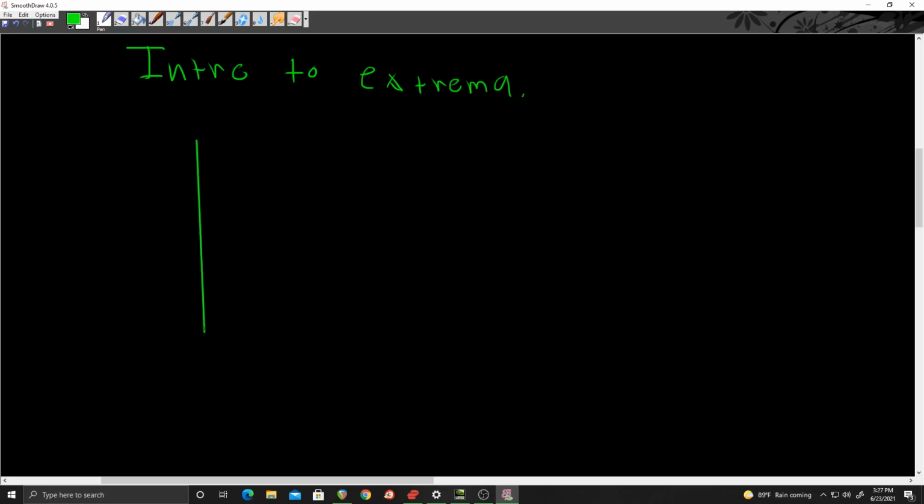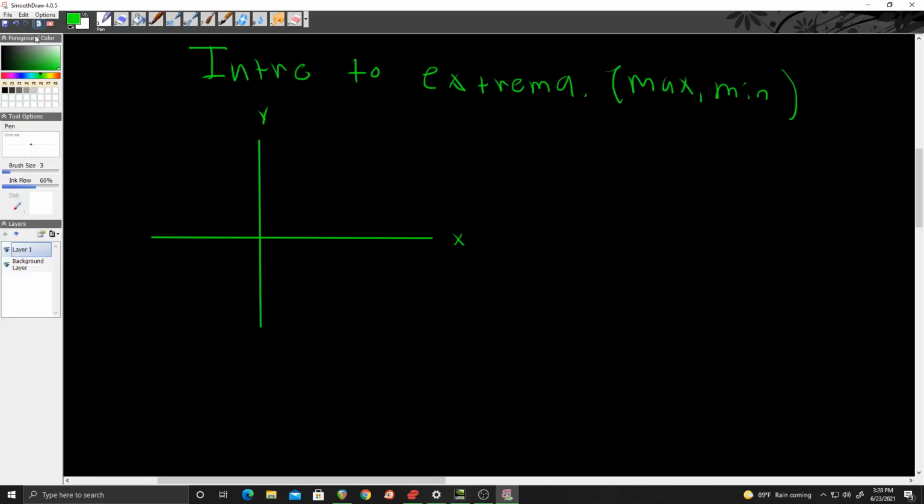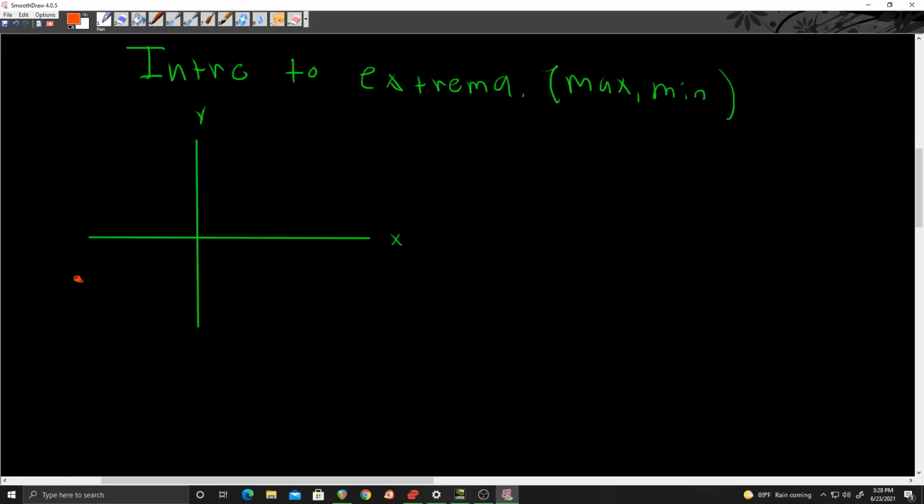So let me make a little XY grid here. And the Extrema thing isn't so crazy. We're talking about max and mins. That's what we're talking about. So, to keep it as straightforward as possible, if I can make a curve here, I'm going to start a curve off here.